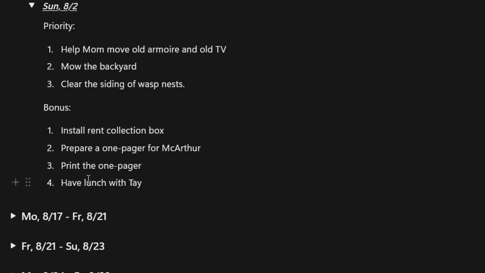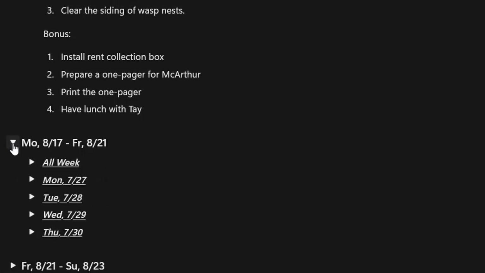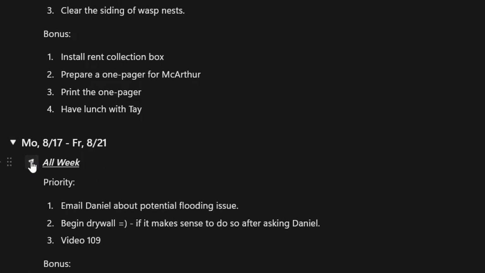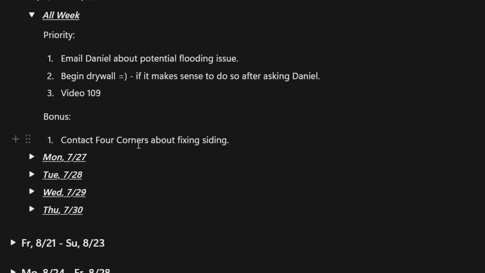So instead, I zoom out, but in a different direction and in a different way, and that is to the future. I look and I see, what about next week? Well, next week, I don't have anything lined out. At least, while I was walking through this. And so I start by saying, contact Four Corners about fixing the siding. This is my process. Nothing is here. And so this is the first thing that I write: contact Four Corners.